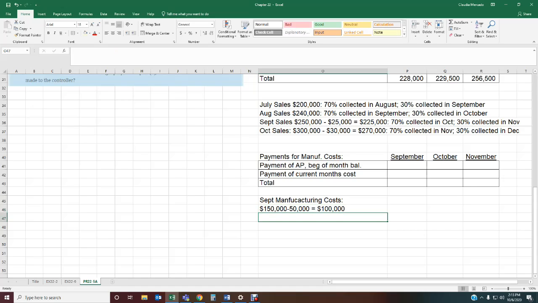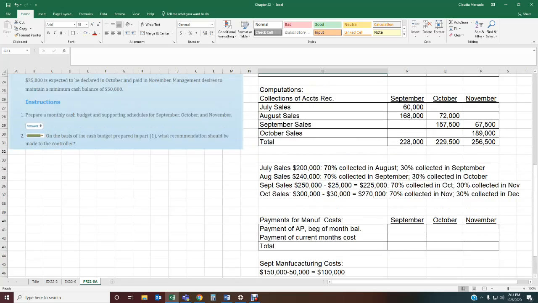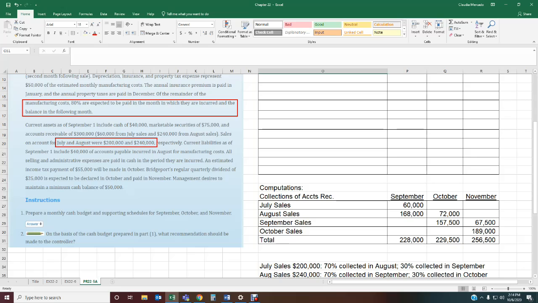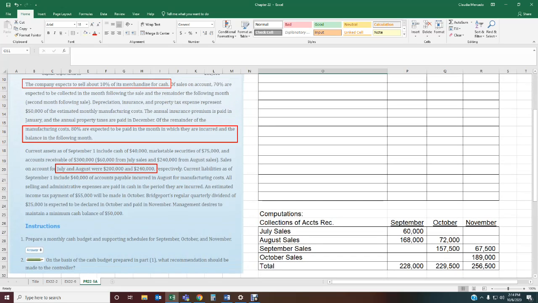Now, of that $100,000 of manufacturing costs, I know that 80% are going to be paid in September, in the month in which it was incurred, and then 20% are going to be paid the following month, which would be October. So now that I know this, we can do our calculations for September. But before we go there, let's go back and read additional information in the problem.